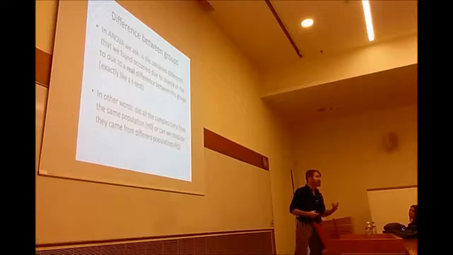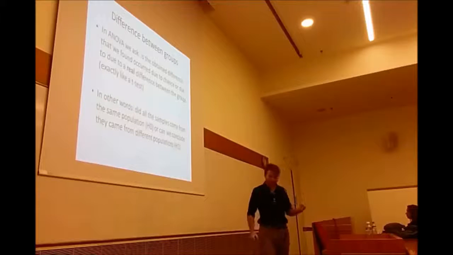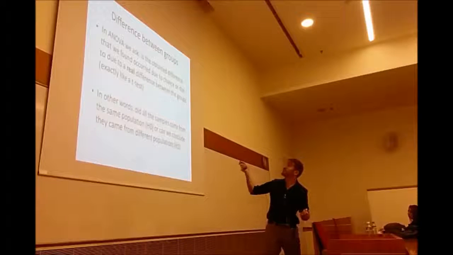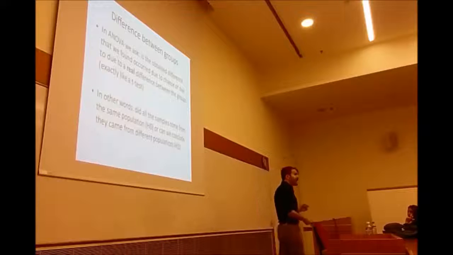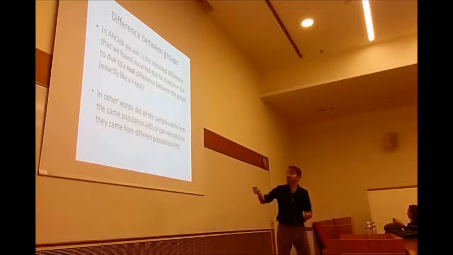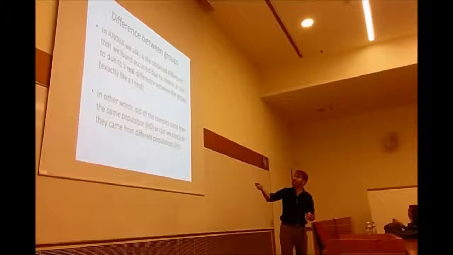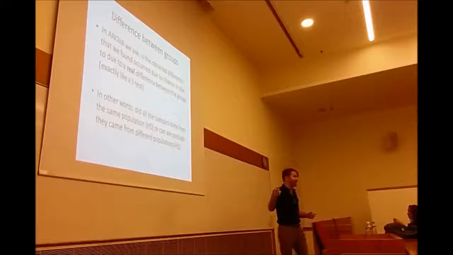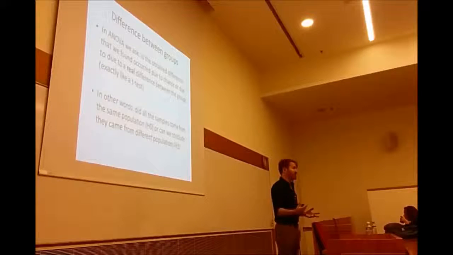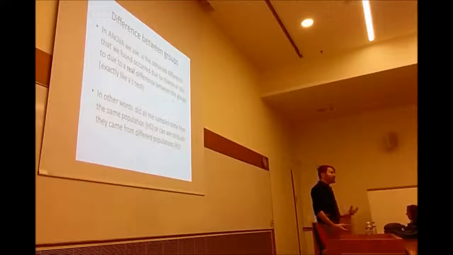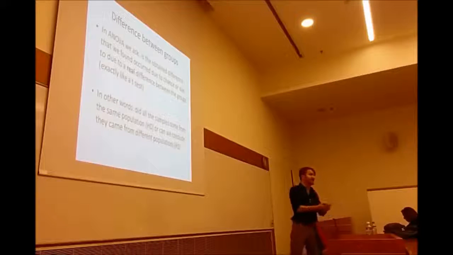Now, the first thing I want to talk with you about is difference between groups. In ANOVA, we ask basically the same question we asked in the t-test. Is the obtained difference that we found due to chance or due to a real difference between the groups? In other words, we ask, did all the samples come from the same population, or did they come from different populations? The null hypothesis will say all the groups are exactly the same, right?